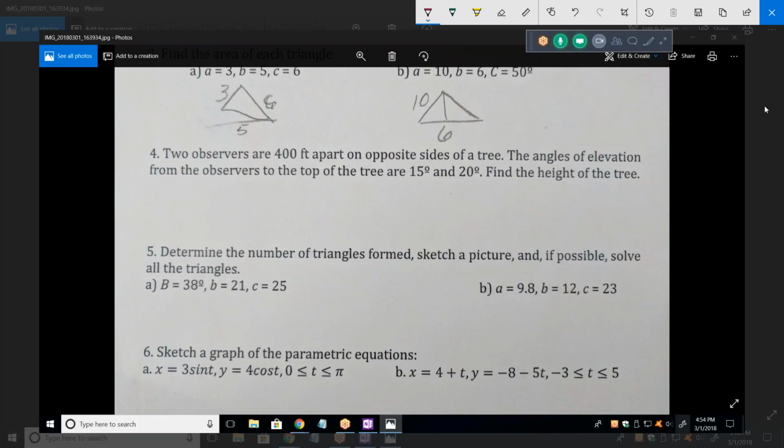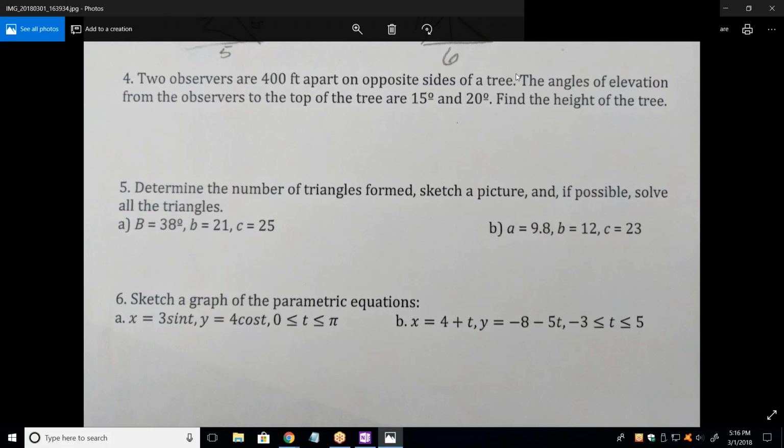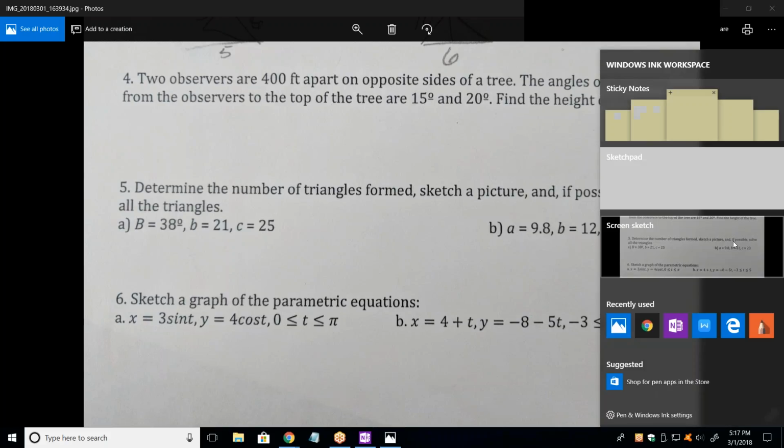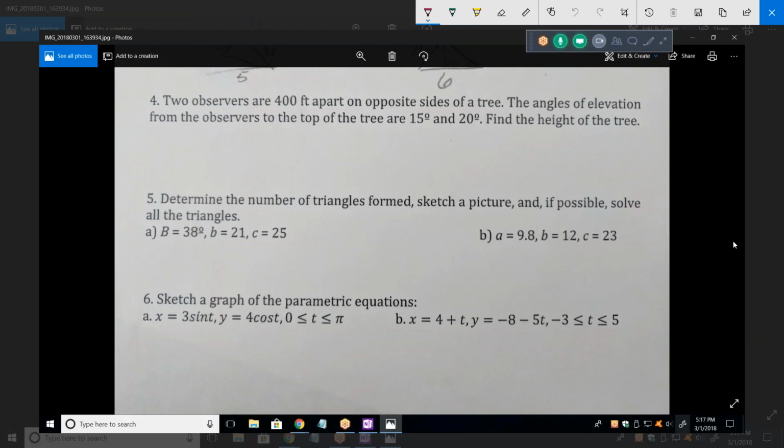All right. So let me scroll down a little bit here and take another picture, and let's look at 5. The only thing truly hard about the law of sines and the law of cosines is that ambiguous case. Everything else is relatively straightforward, and it's just laying out an equation and solving it.